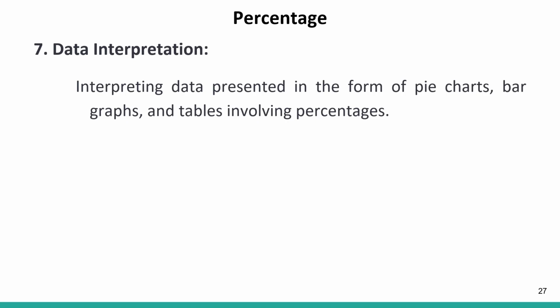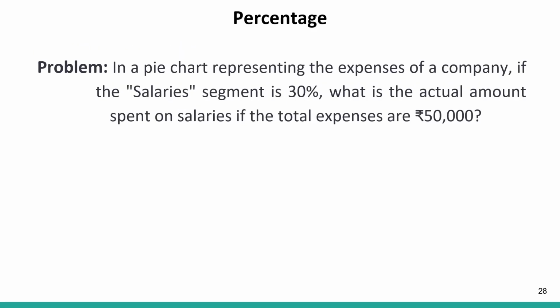So let's see the seventh kind of problem. So interpreting data presented in the form of pie charts, bar graphs and tables involving percentages. So let's see an example. So in a pie chart representing the expenses of a company, if the salary segment is 30%, what is the actual amount spent on salaries if the total expenses are 50,000? Okay, let's convert this example. Okay, so let's say you have a pie here, pie or a pizza here. Okay, it costs 50,000 rupees. Okay, the pizza is very special and it costs 50,000 rupees.